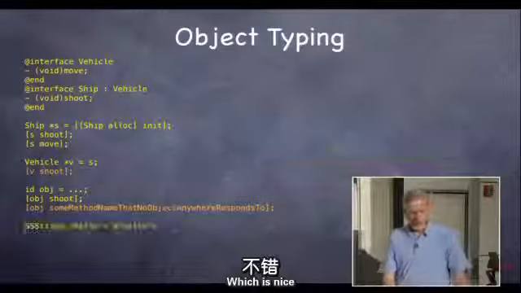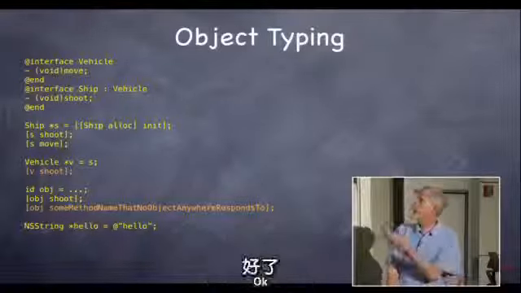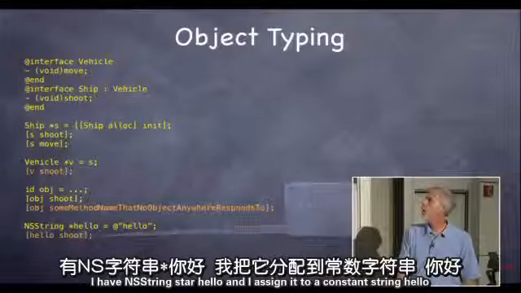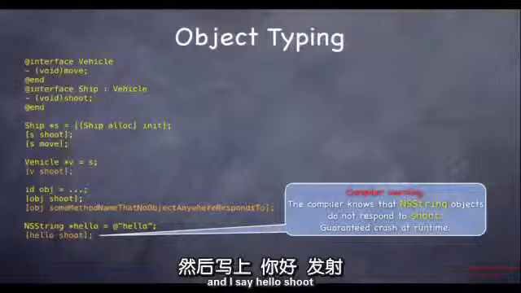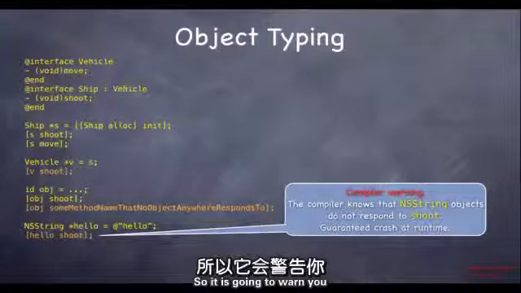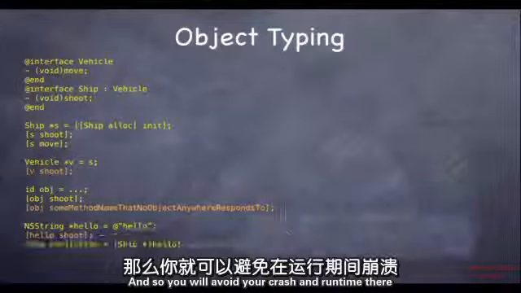All right, so let's say I have a string. I've got an NSString star hello, and I assign it to a constant string hello, and I say hello shoot. Well, that's definitely going to fail, and the compiler knows that's going to fail, so it's going to warn you, and so you'll avoid your crash at runtime there.